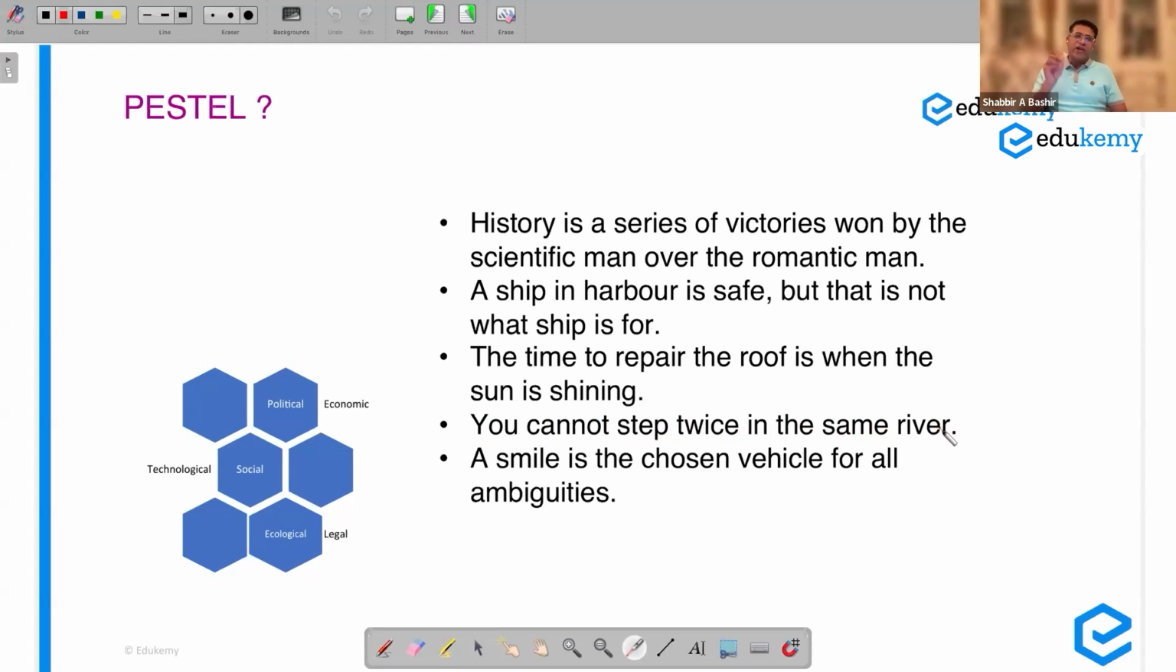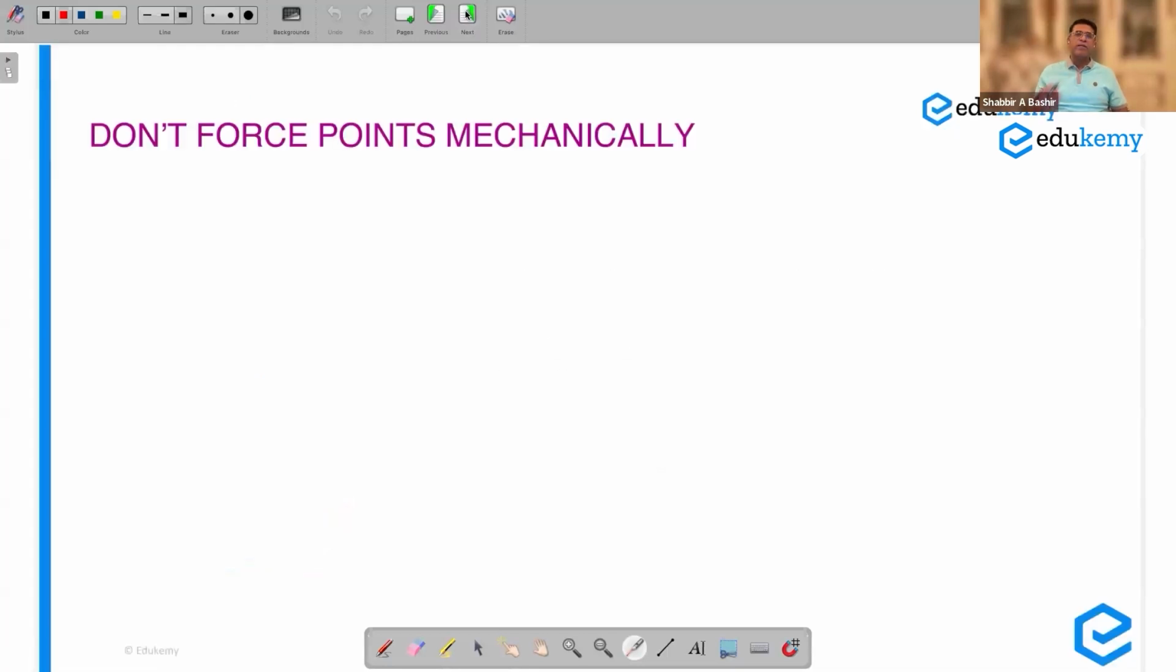So the PESTEL principle is very good for topics which are linked to GS. Can tourism be the next big thing? The problem of education, the problem of women issues, the challenges around environment, a topic on geopolitics. But when it comes to philosophical topics, the PESTEL principle may not be the best way. Like I said, don't force the points under the PESTEL principle.